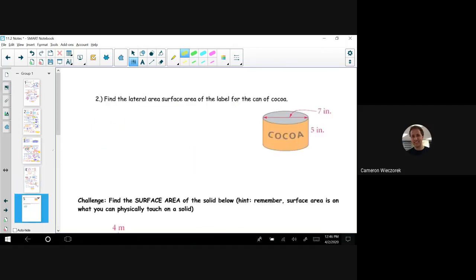Switching over. Find the lateral area and the surface area for the label for this can of cocoa. Hot cocoa would be a good thing to have here at home right now.